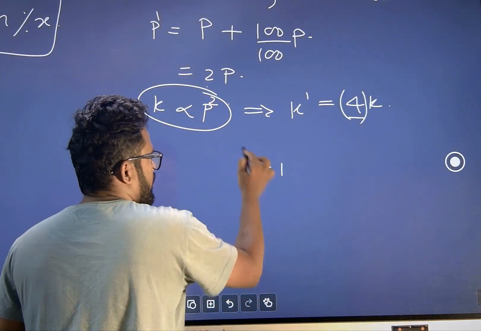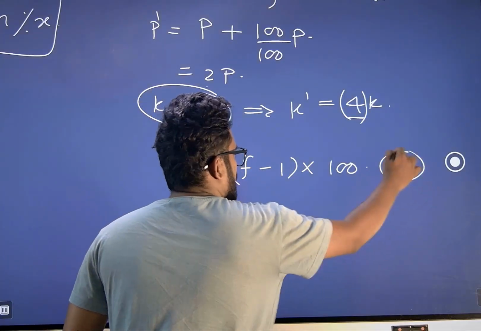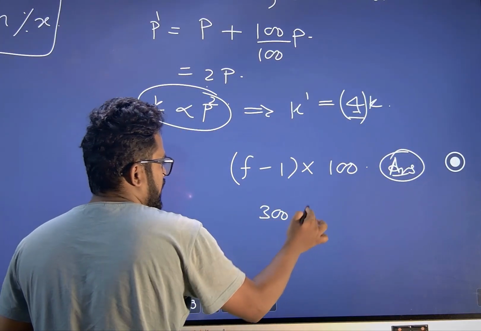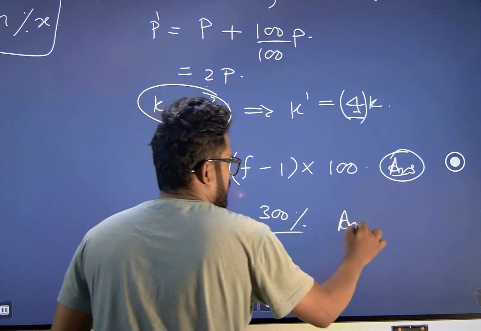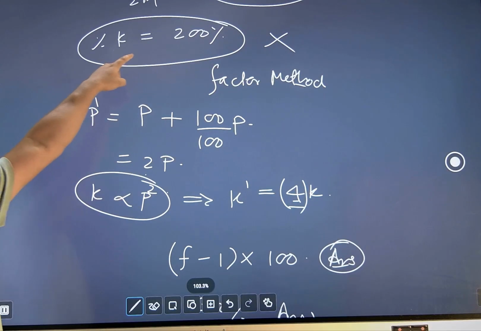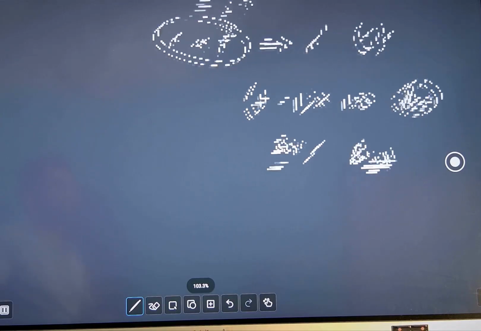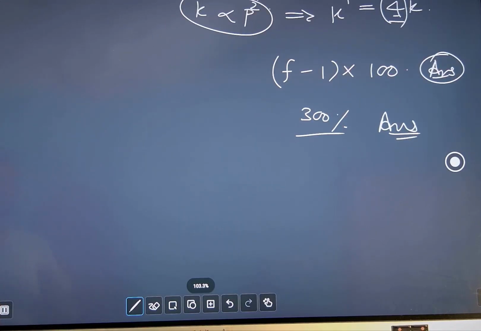What is the factor here? 4. Factor minus 1 into 100 is the percent. Factor minus 1 into 100, 4 times. So how much percent? 300%. That is our actual answer. From the error method, how much are we getting? 200%. So not correct. Actual error is how much? 300%. Clear?